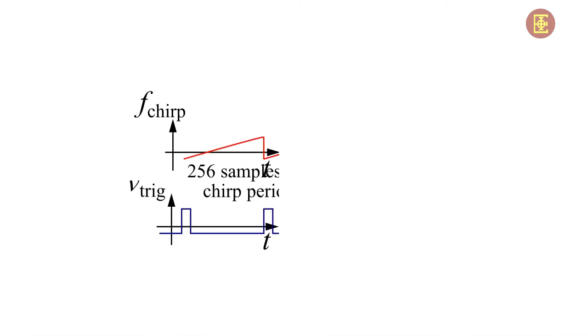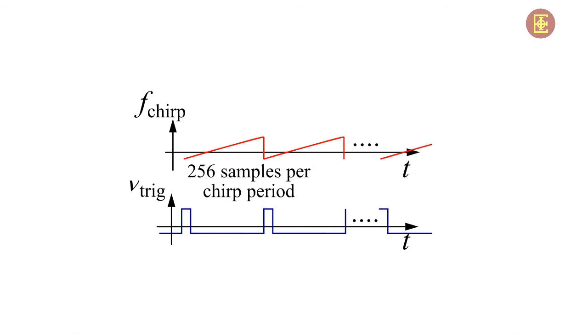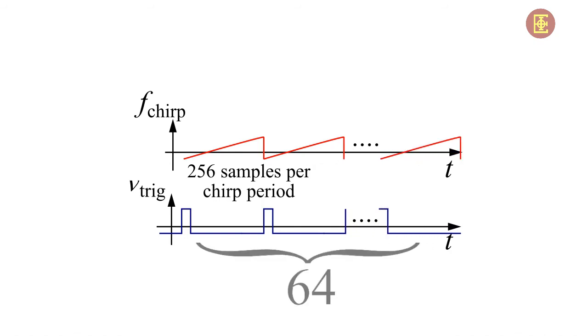When the FPGA receives the trigger signal, it starts recording a chirp consisting of 256 samples from the ADCs. 64 consecutive chirps are used to form a single range Doppler map.